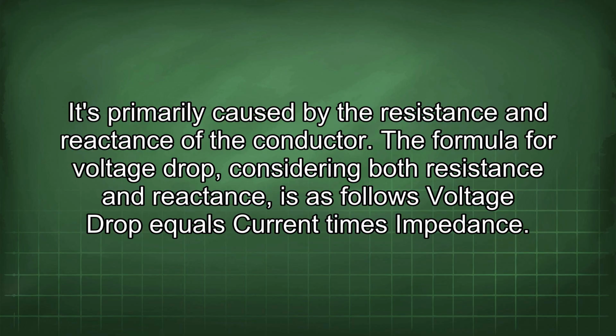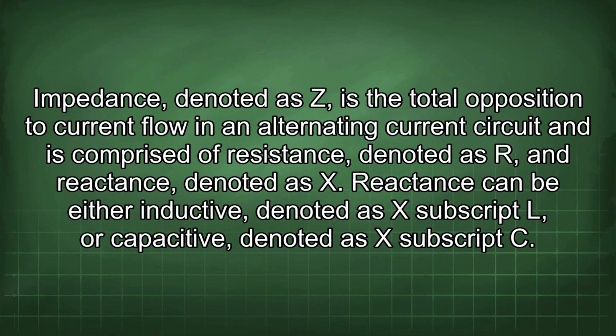The formula for voltage drop, considering both resistance and reactance, is as follows: voltage drop equals current times impedance. Impedance, denoted as Z, is the total opposition to current flow in an alternating current circuit and is comprised of resistance, denoted as R, and reactance, denoted as X. Reactance can be either inductive, denoted as X subscript L, or capacitive, denoted as X subscript C.